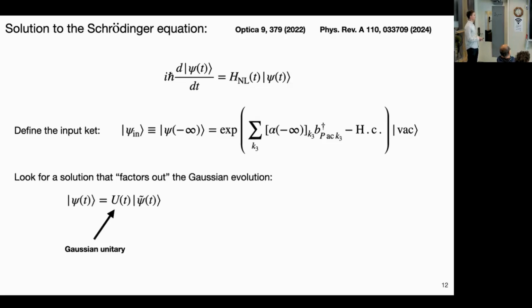And we're going to look for a solution that factors out the Gaussian evolution with this Gaussian unitary. That's because we know that in general psi of t is going to be non-Gaussian, because we have the three operators multiplying each other. But if the entanglement between the pump and the signal and idler is weak, then it's going to be mostly a Gaussian evolution. But we do allow for a residual non-Gaussian ket psi tilde of t, which starts off at vacuum. And if the entanglement is weak, then it will remain vacuum for the total generation process.